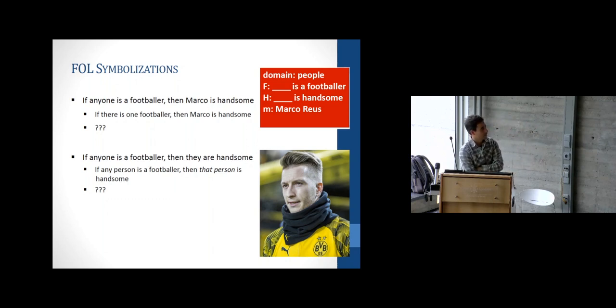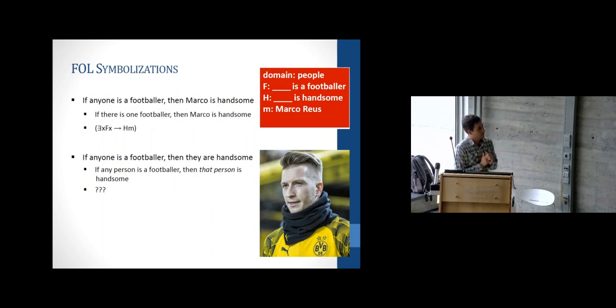So how would you write it down? If there is one footballer, how would you write this part of the sentence? What is the quantifier that plays a role here? The existential, right? I'm saying there exists a footballer, and then I'm putting that as an antecedent of a conditional. If it's true that there exists something which is a footballer, then the consequent has nothing to do with the quantifier anymore, right? The sentence, Marco is handsome, does not require a quantification.